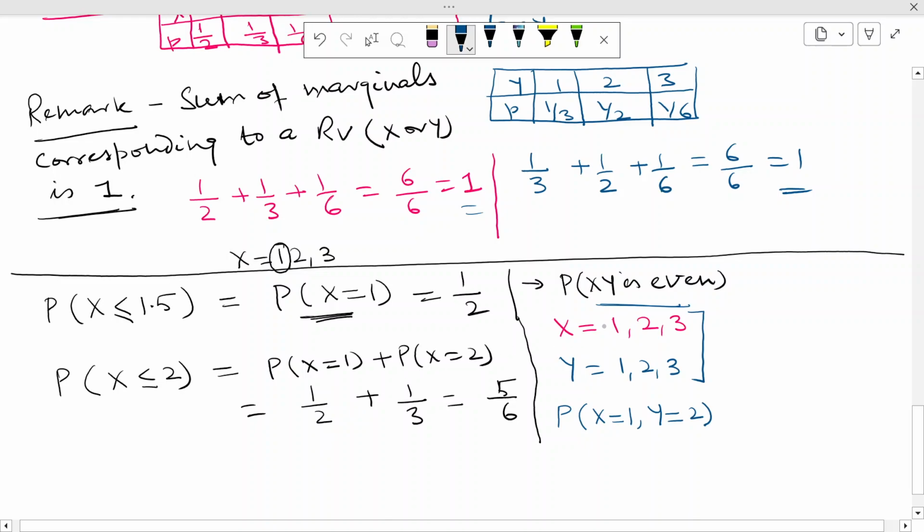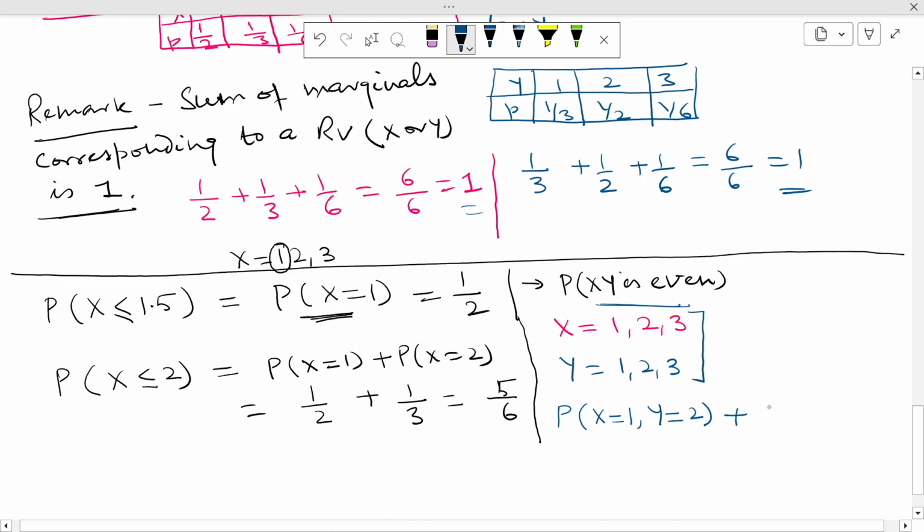Now if you continue with x equals 1, the next value is 3, and we know that 1 into 3 is not an even number. So for x equals 1, we only have y equals 2, so that the product of 1 and 2 comes out as even.